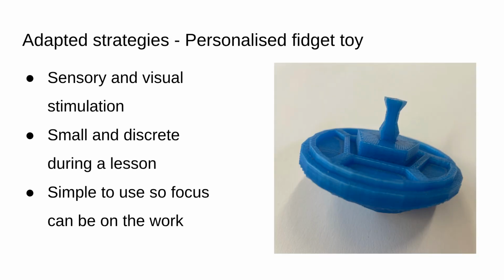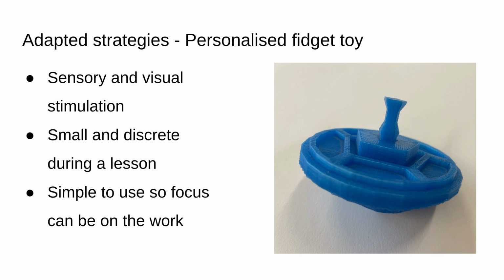So my adapted strategies, the first one we came up with, because it being art and design, I thought, let's bring a nice design element into this. I teach her for GCSE, and we came up with a personalized fidget toy. This has worked really well because it's both sensory and visual stimulation. It's small and discreet during a lesson, so she can have it next to her and either just twizzle it in her fingers. Because it's 3D printed, it's got a texture on the handle, which she really likes, scraping her finger over.